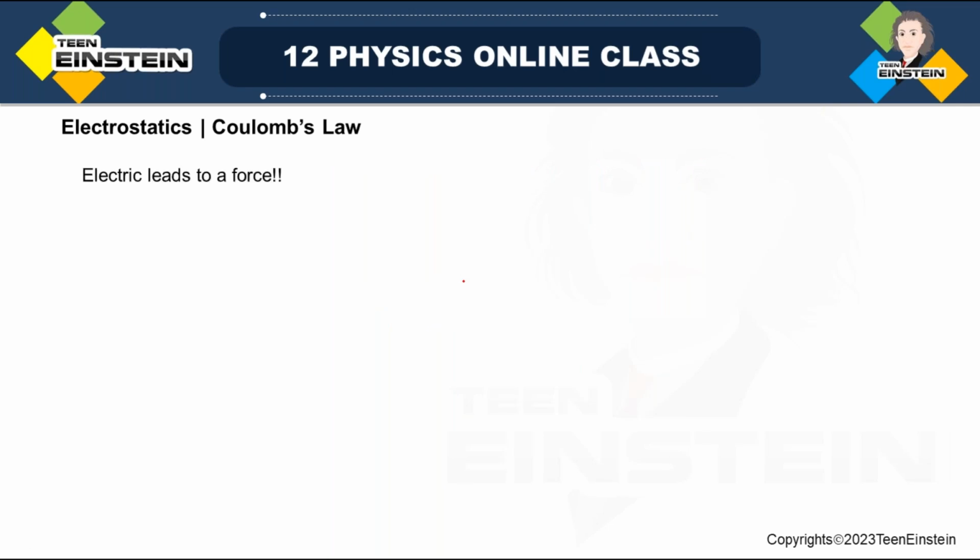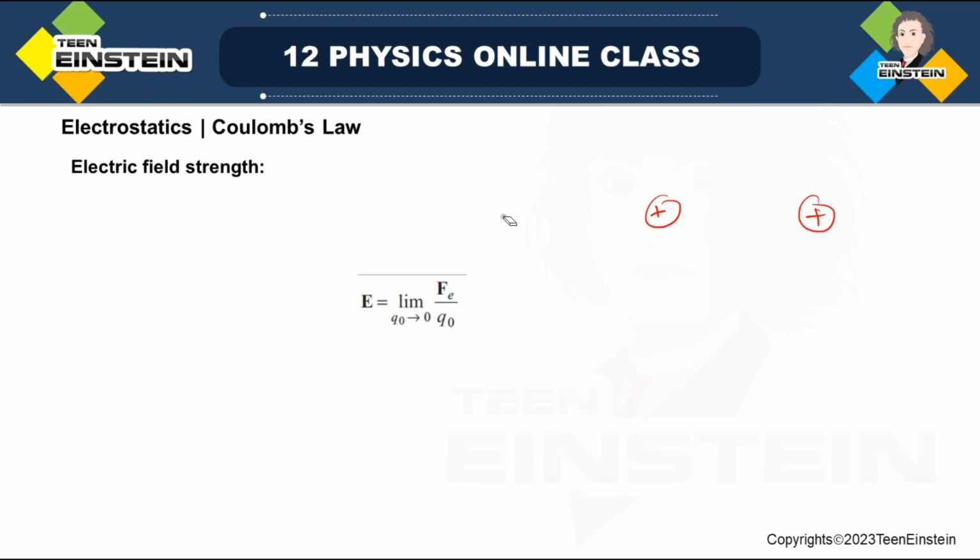Let me just check whether I have the statement here. No, I can see there are two charges. They will repel each other with their respective electric fields. Any charged particle you bring in a uniform electric field, if it is positive, there will be a force on it due to the field, acting in the direction of the field itself. Okay.